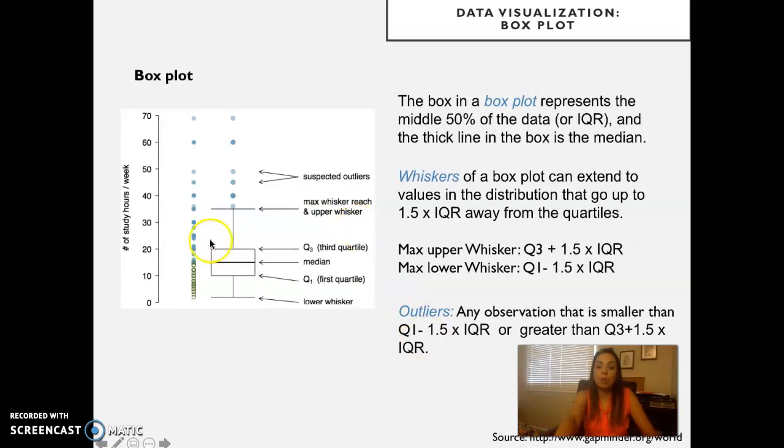So outliers, any observation that is smaller than Q1 minus 1.5 times IQR. You don't have anything smaller than that on the downside, but anything that's larger than Q3 plus 1.5 times IQR are also typically referred to as outliers. They're points outside of the expected range of variation of the distribution.